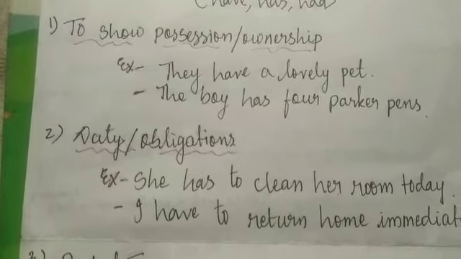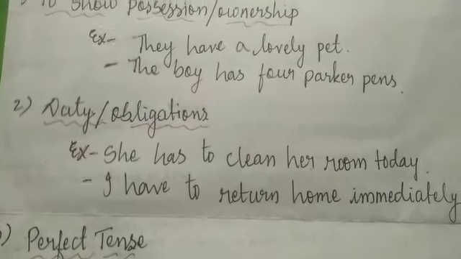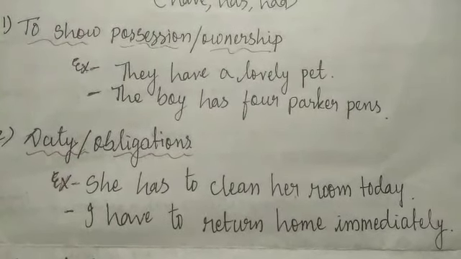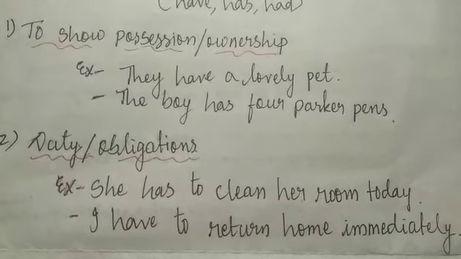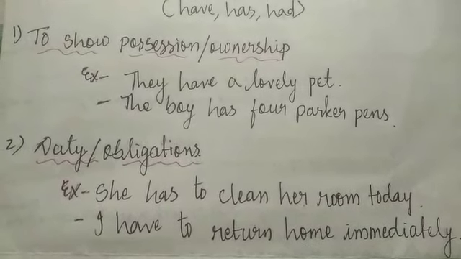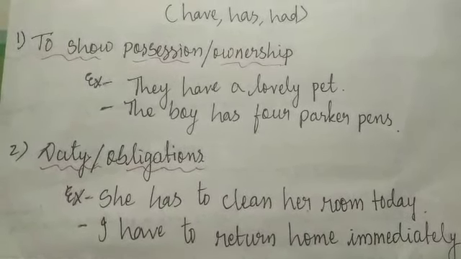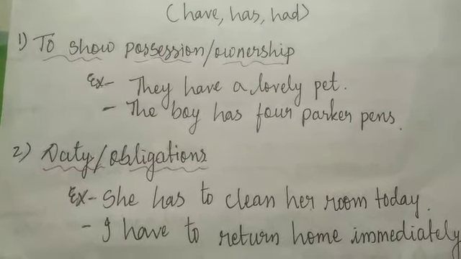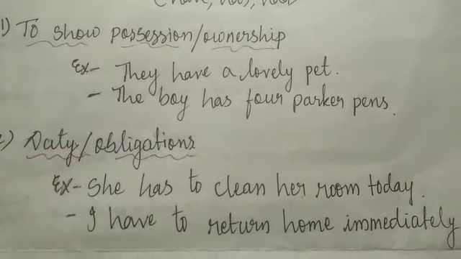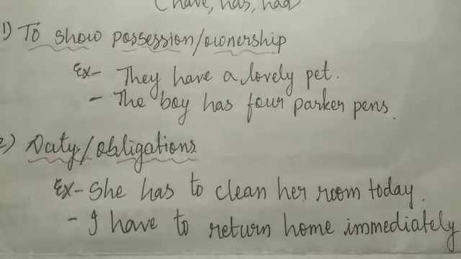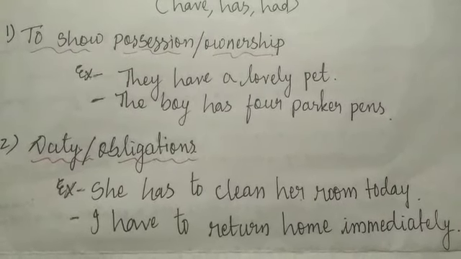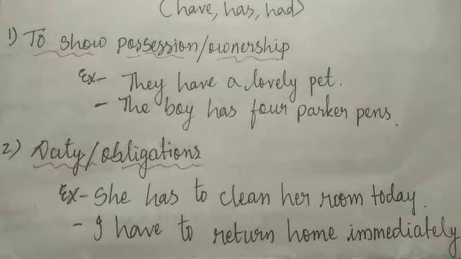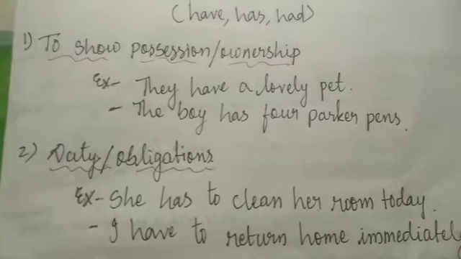Second function is to show duty or obligation. Example: she has to clean her room today, or I have to return home immediately. She has to clean her room today, which means it is her duty to clean her room today. So that shows a duty or obligation. Or the second example, I have to return home immediately. So I am obliged to return home immediately. That is what I say using the have form auxiliaries.